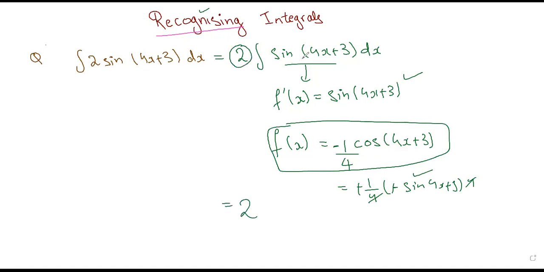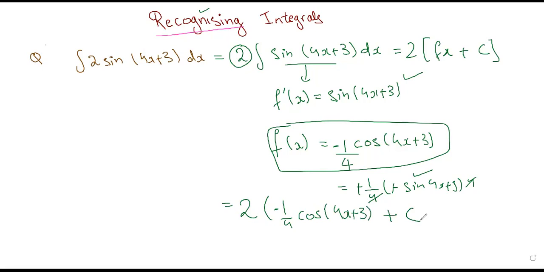We know that the integration of this would be 2 f of x plus c, right? So 2c is again c, so don't mess up with that. f of x is basically minus 1 by 4 cos 4x plus 3 plus c, right? Do you understand this? Yes. 100%? Yes. Are you clear with this concept that 2c is basically c again, so we don't write 2c, we just write down c?